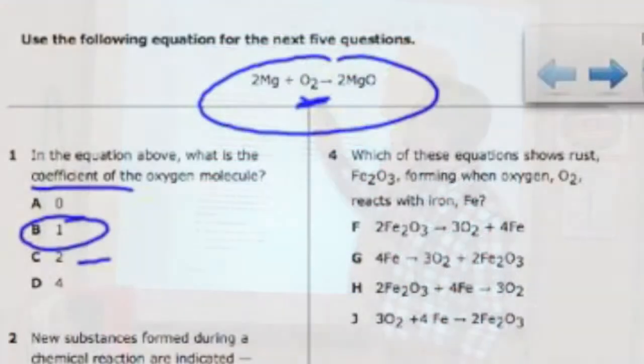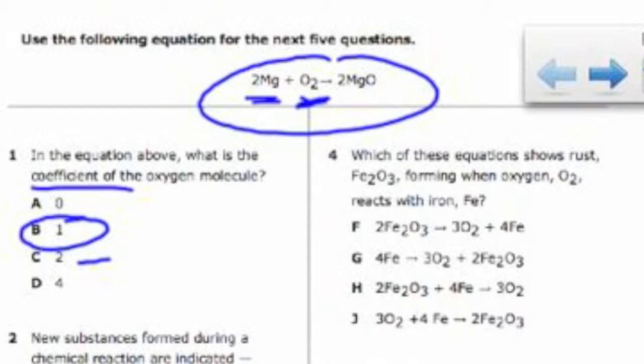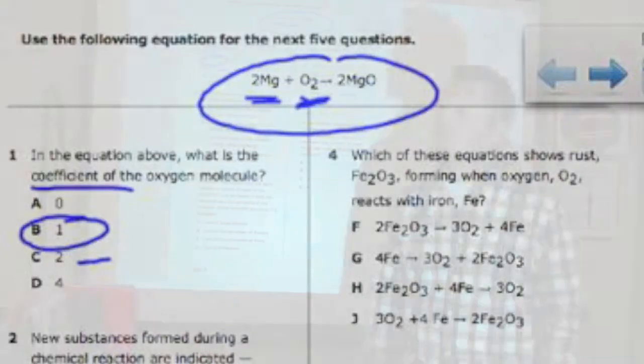What if it said, what's the coefficient of the molecule magnesium? 2. Yeah, that one's got a 2 in front. If we took away that 2, it would also be an invisible 1. Okay, a 1 is like a placeholder. Okay, not 0, but 1.